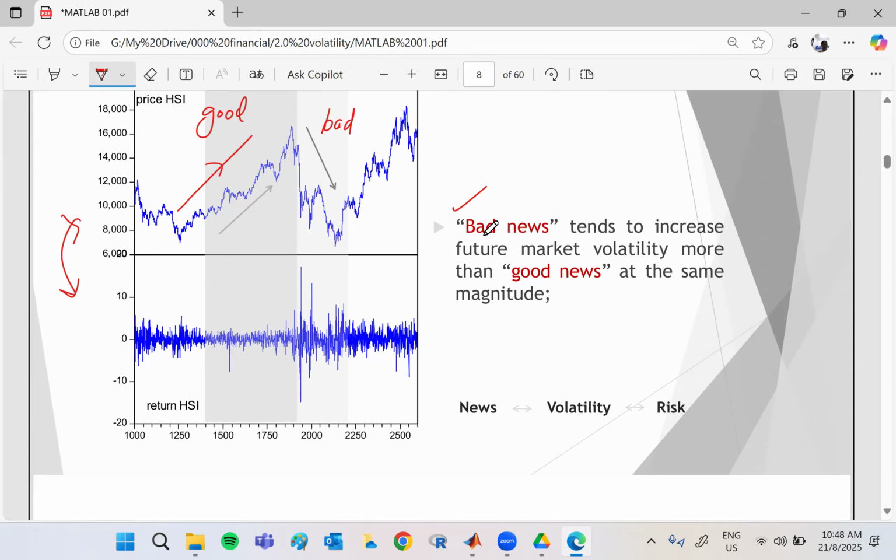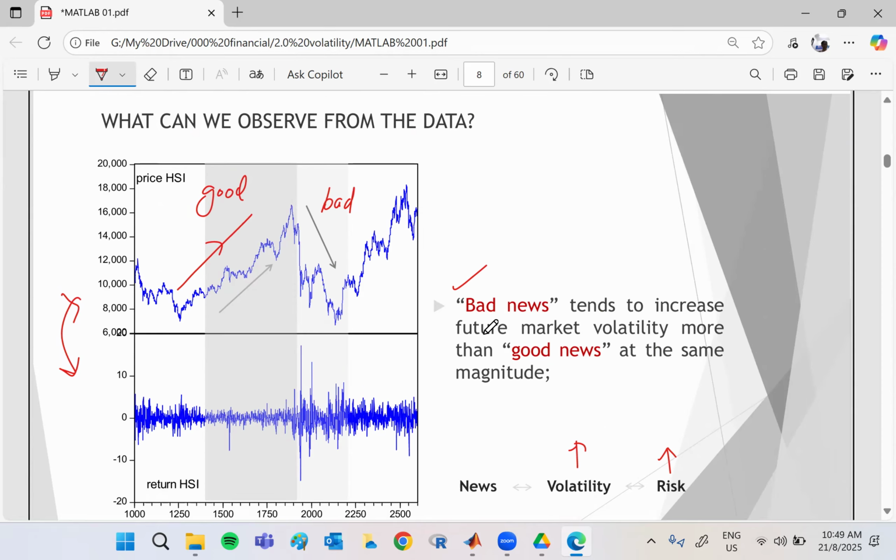Bad news tends to increase future market volatility more than good news of the same magnitude. In other words, bad news has a stronger impact on volatility. When the price goes down, there is a higher chance of higher volatility. When you have higher volatility, the risk is getting higher as well. In finance, this is called the leverage effect.